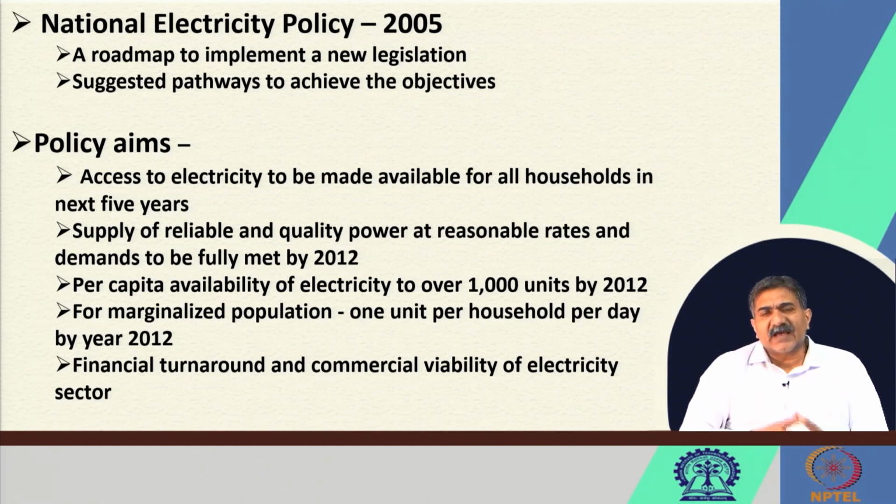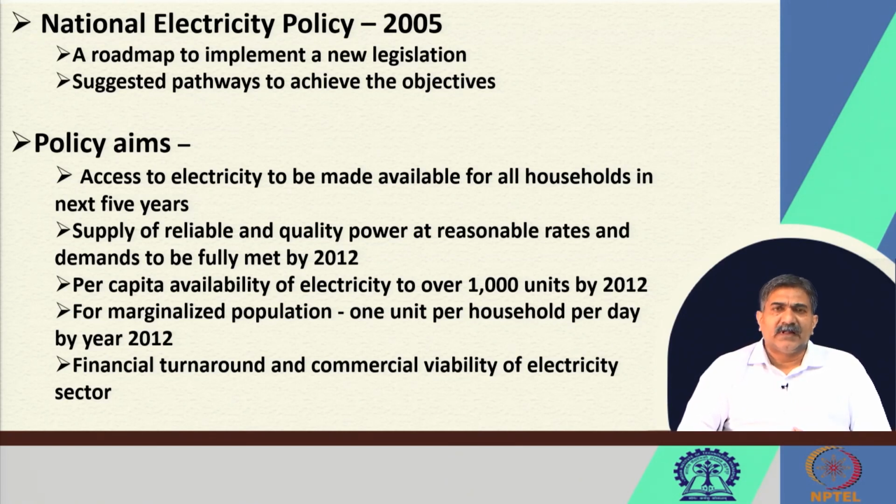So, what does the 2005 policy aim for? It promises access to electricity for all households in the next 5 years. It is not very difficult to accept that the target was too ambitious, and we have seen that it has not been fulfilled.